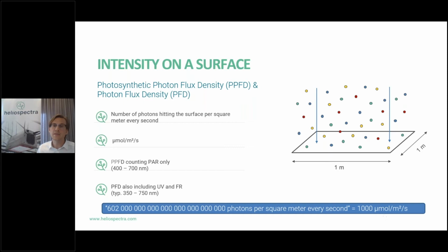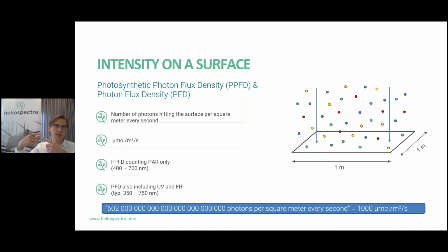And if you have, for example, an LED fixture where you have far red LEDs in the fixture, you should of course measure that light, because it has been put there for a reason. It is in that spectrum for a reason, and that's because it's used by the plants. So that would be the difference between PPFD and PFD. And here we are talking about the light intensity on a surface.